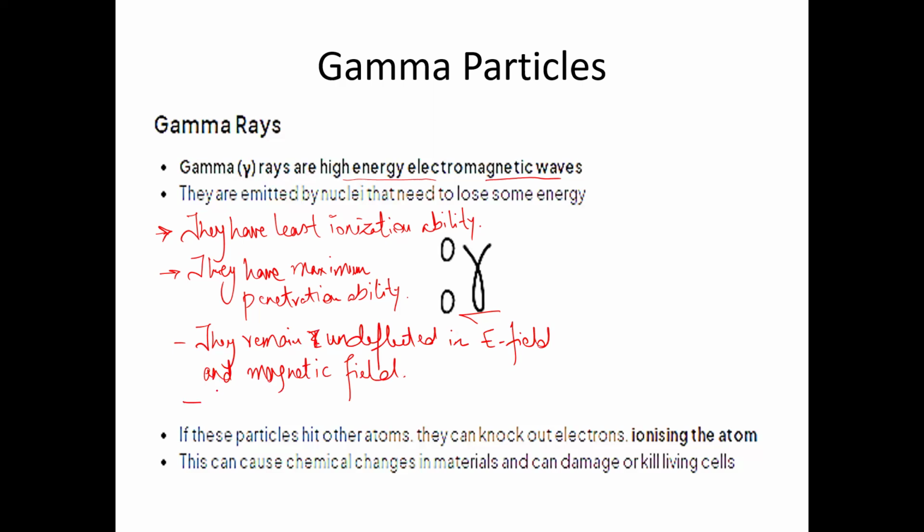They can be stopped by what? They can be stopped by lead or concrete. It can be stopped by lead or concrete. So these are the respective properties of the gamma rays.